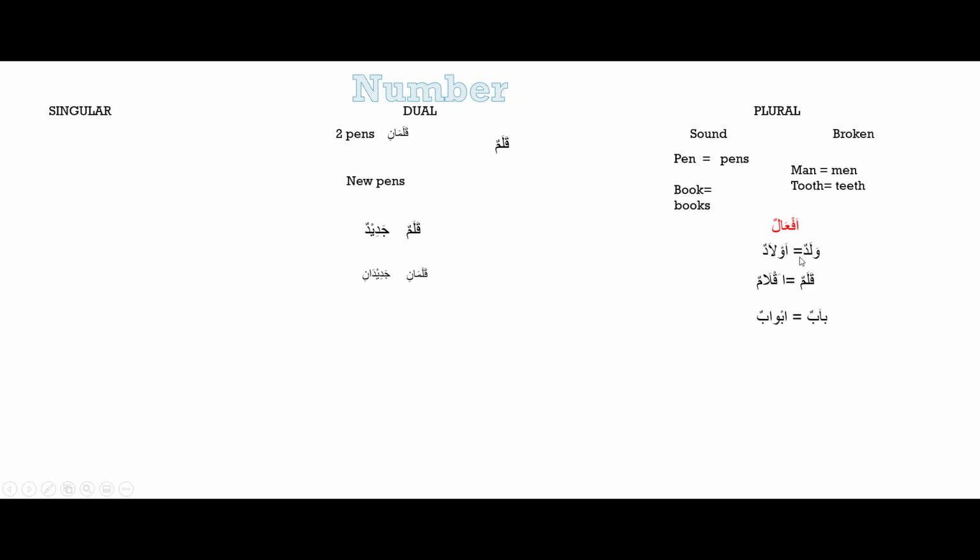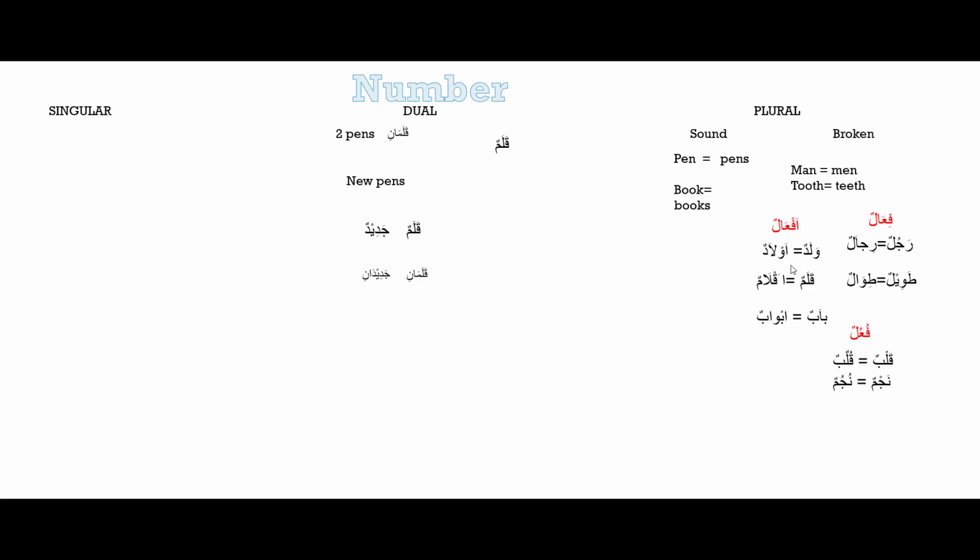For example, waladun, boy, becomes awladun. Khalamun, akhlamun. Babun, door, abwabun, doors. And likewise, there are many patterns. For example, fi'alun is one more pattern. Rajulun, rijalun, tawilun, tall, talls. Okay, adjectives also have plurals in Arabic. One more pattern, fu'ulun: khalbun, heart, hearts, and najmun, star, becomes stars. So these are the patterns of broken plural.